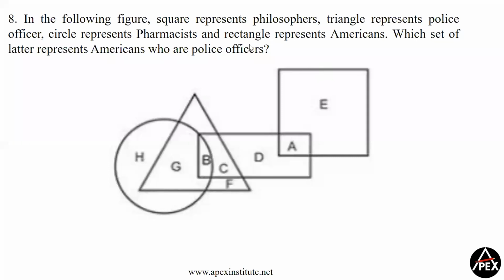Yeah. So now if I consider this figure, square represents philosophers, triangle represents police officers, circle represents pharmacists, and rectangle represents Americans. Now which set of letters represent Americans who are police officers? So we need to find the common region between Americans and police officers. So common region between triangle and rectangle. So we have B and C. Okay, so the answer for this question should be B and C.